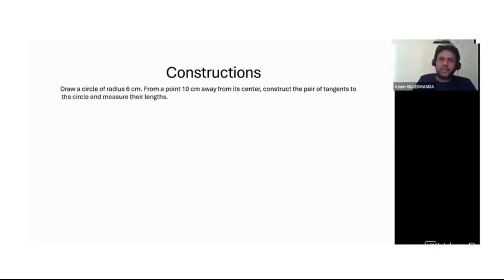Okay, let's see. So these type of problems will be asked. So let's look at what the problem is. The problem states, draw a circle of radius 6 centimeters, and from a point 10 centimeters away from its center, construct the pair of tangents to the circle and measure their lengths. Okay. So it is same like how I just explained, but here the radius is given.